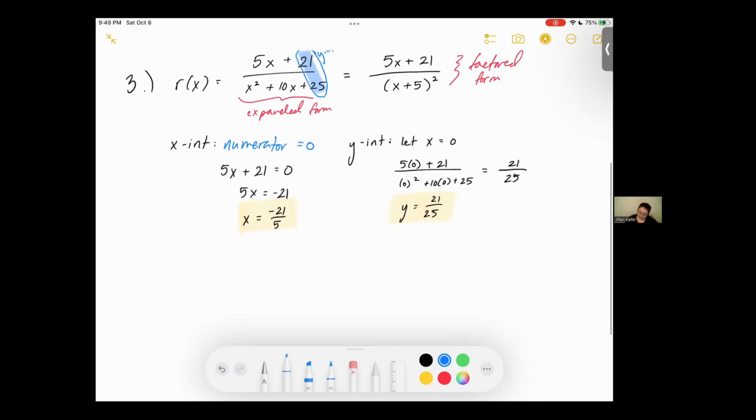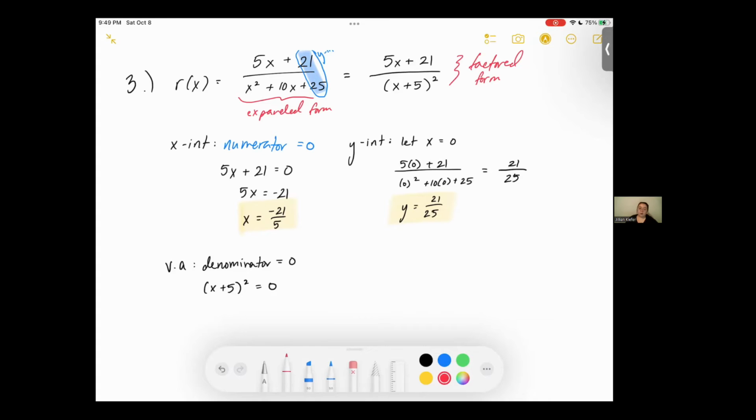So to find the vertical asymptote, we know we want to set the denominator equal to 0 and solve for x. So our denominator is x squared plus 10x plus 25. But we also know it's x plus 5 squared. And x plus 5 squared is a lot easier to work with, so that's what we're going to use. We've got x plus 5 squared is equal to 0.